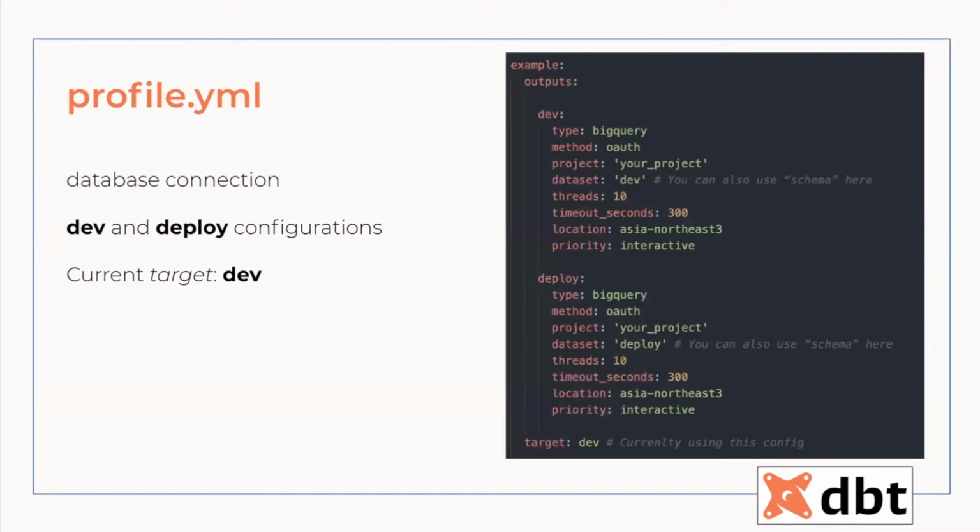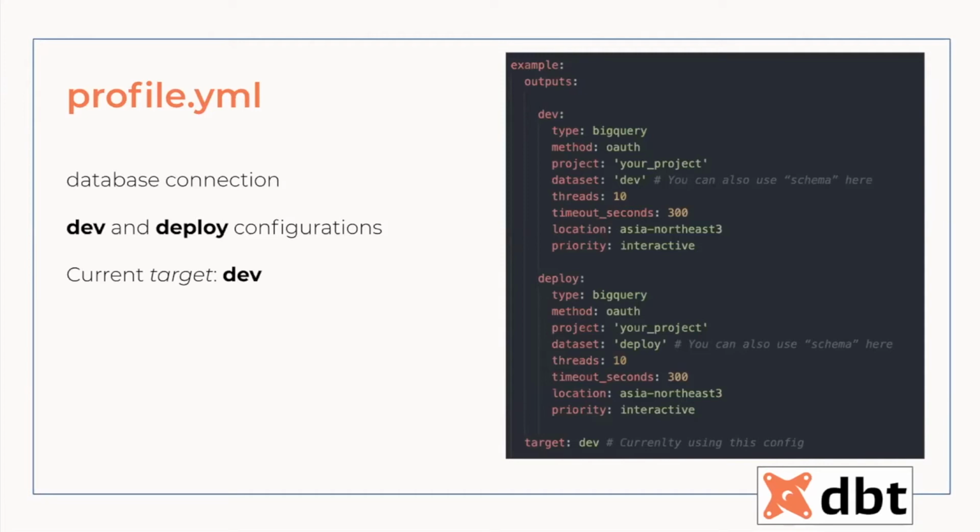dbt comes with a bunch of configuration files as well. I'm not going to go into all of them. I'm just going to give you a couple of examples. So here we have the profile.yaml file, and this specifies how you connect to a database. In this case, it specifies that you're connecting to BigQuery, the warehouse. You're authenticating with OAuth. And there's a couple of configurations here. There's your dev configuration and your deploy configuration. And the current target is set to dev.